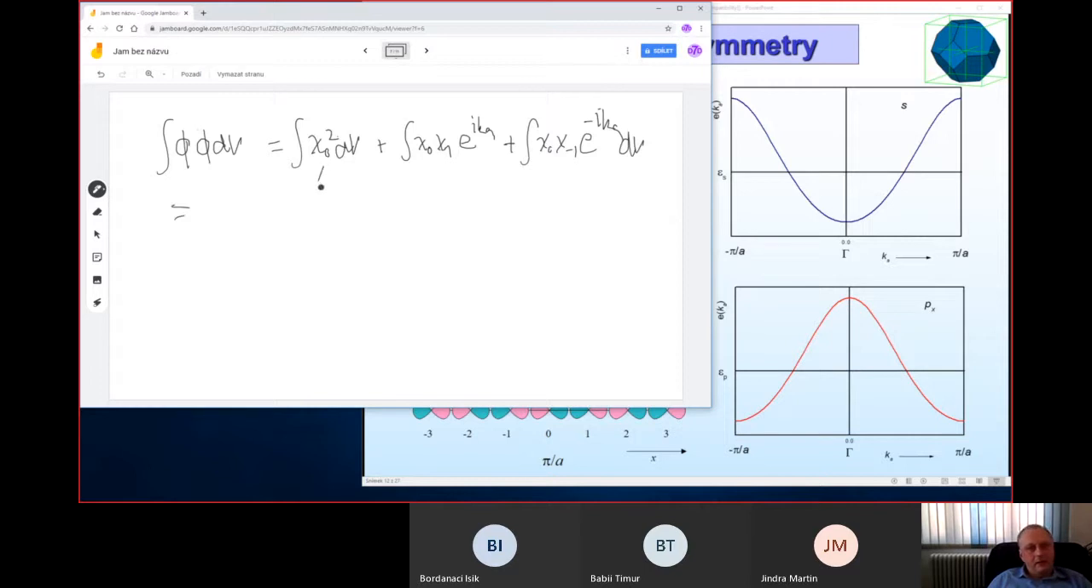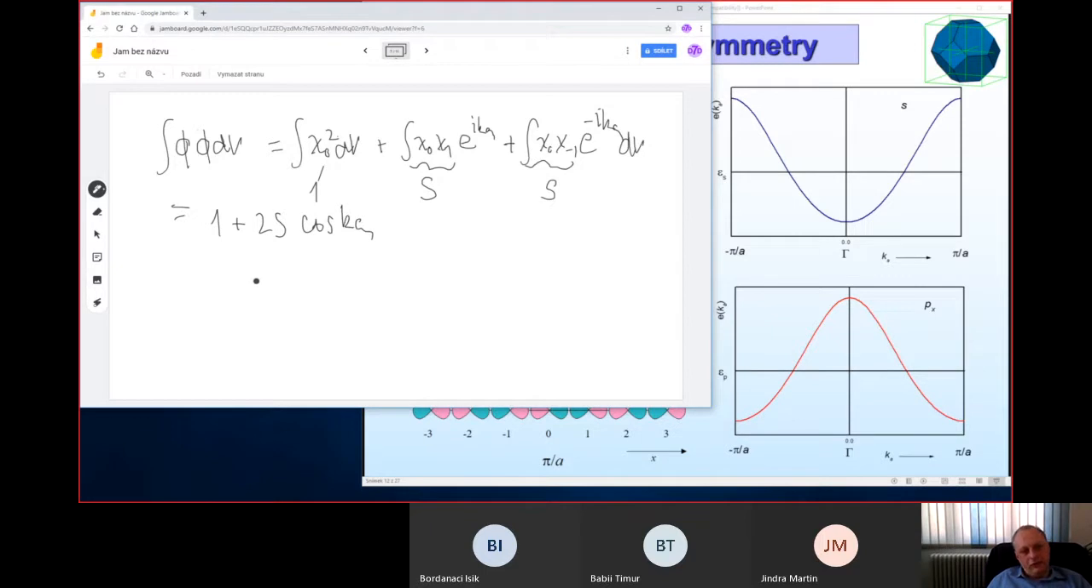And this is equal to unity, and this integral, after disregarding the e to the i k a, is equal to the so-called overlap integral. But usually this overlap integral is very low compared to unity, so it is sometimes neglected. But correctly written, it is 1 plus 2s cosine ka.